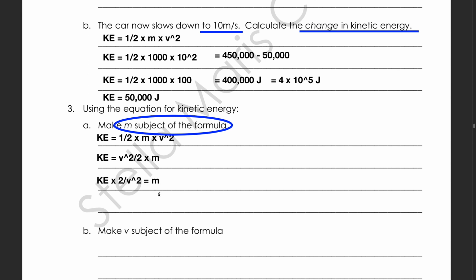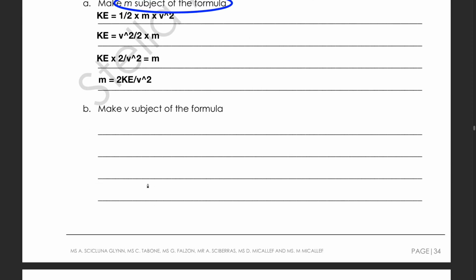Now, if we wanted to tidy this up a bit more, we would write it as follows. m is equal to 2KE divided by v squared. The 2KE is coming from KE multiplied by 2. So there we're grouping things to make them look a bit better. Question 3b. This time we've been asked to make v the subject of the formula. So once again, we're going to start with the same steps. First, we'll start from the original equation. KE equals 1/2 times m times v squared.